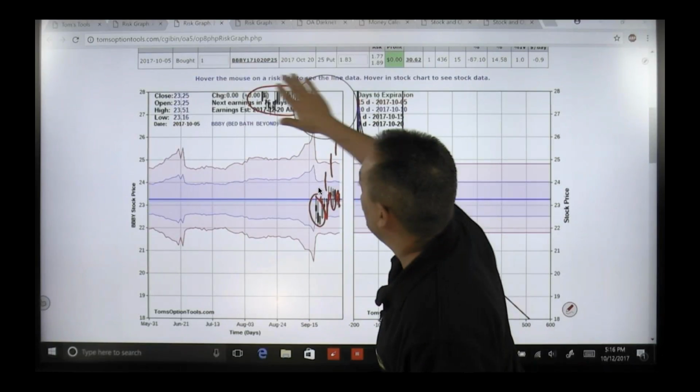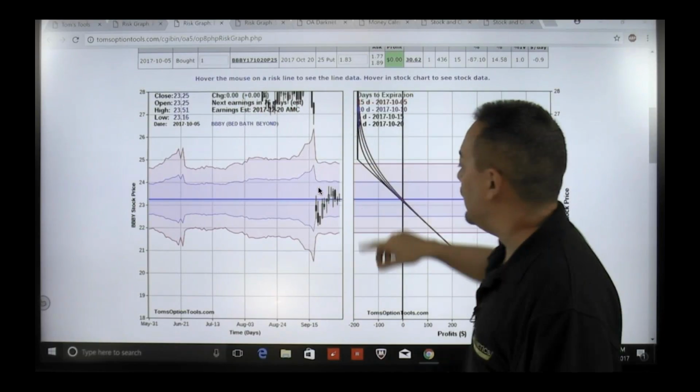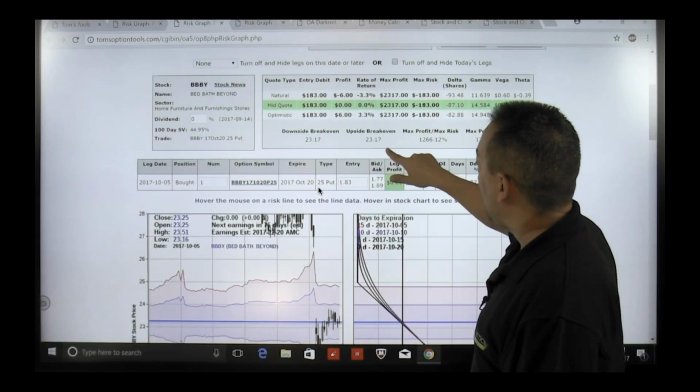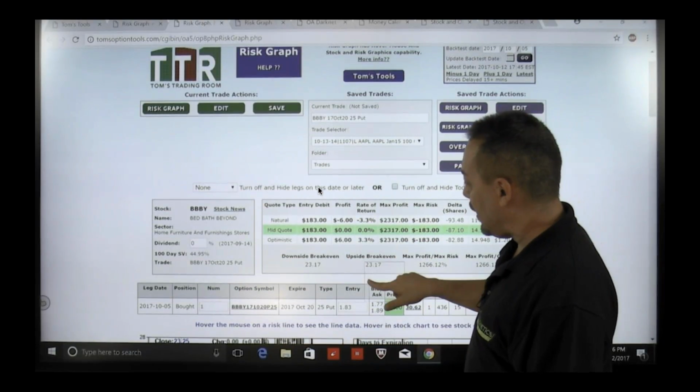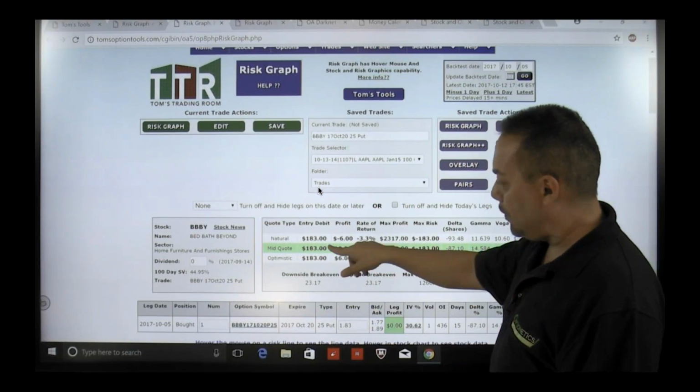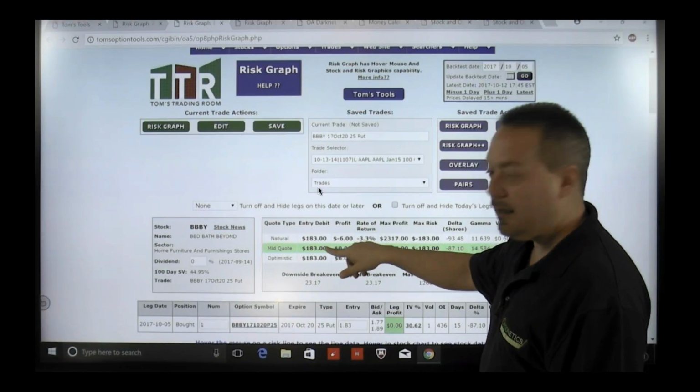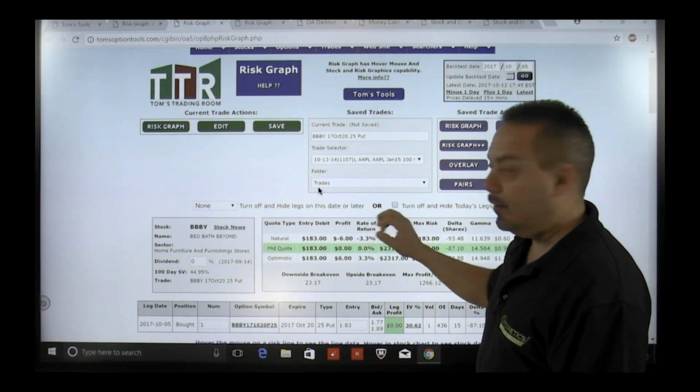So again, what we want to do with Bed Bath & Beyond, just like we did with Apple, is follow this through. And this $183 position, meaning that we took a put option that costs $1.83, remember, times 100 is $183.